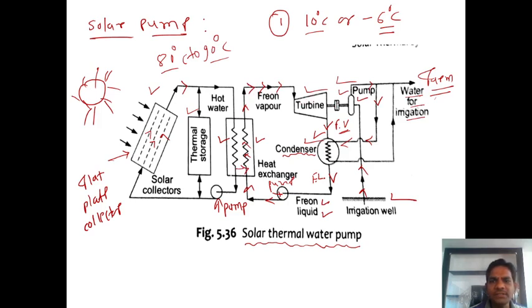The turbine is rotated. This turbine is coupled with the pump. The pump is also operated and pumps the water from the well into the farms. So this is the closed cycle type of solar thermal pump. And this is the thermal storage. Here is the thermal storage. We want to store the thermal energy of the sun.